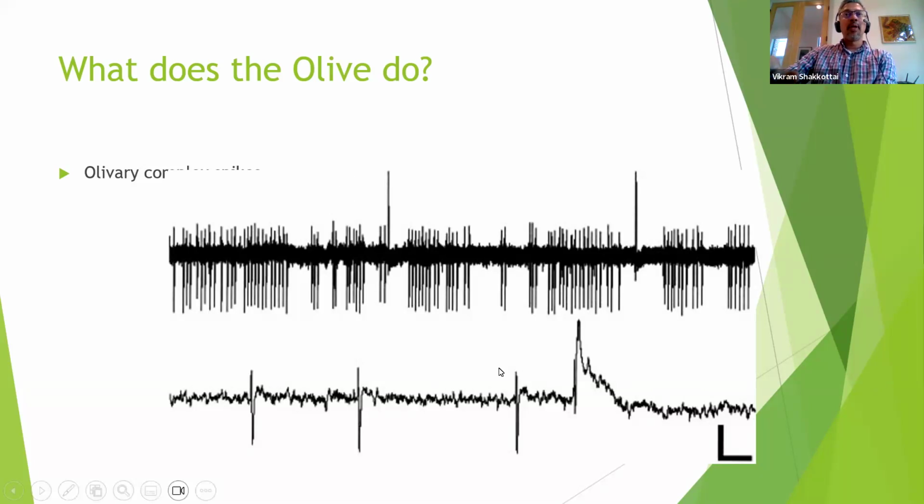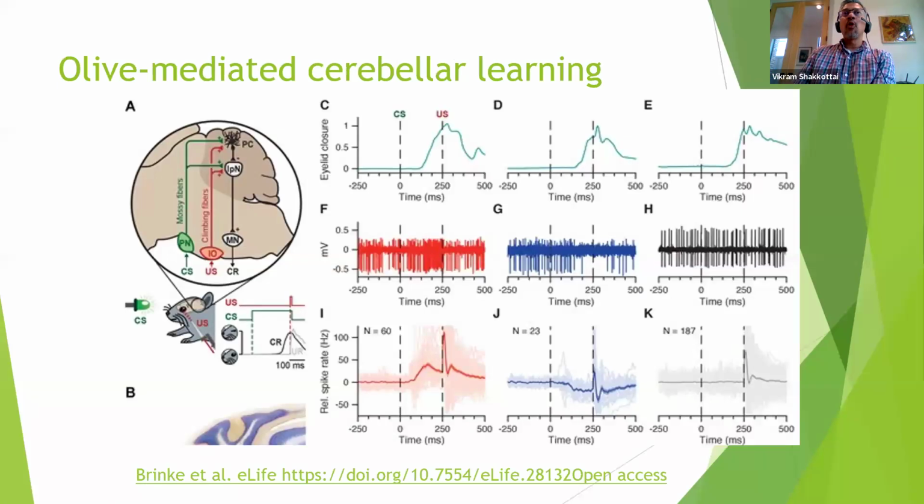Now, what are complex spikes good for? We think that complex spikes are really important for cerebellar learning. So the olive is one of the most important mediators of cerebellar learning, and at least in animal models, when the signals from the olive are destroyed, there's a profound inability for motor control that manifests as ataxia and inability to learn motor tasks.